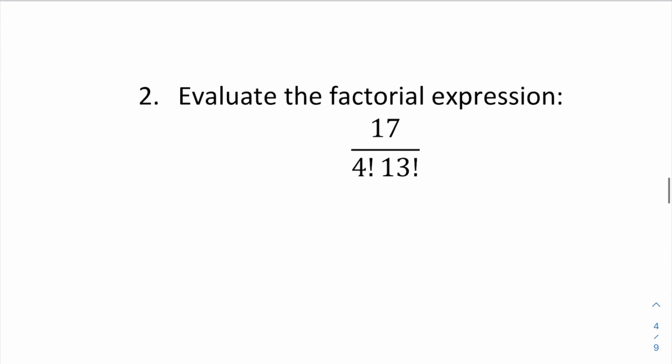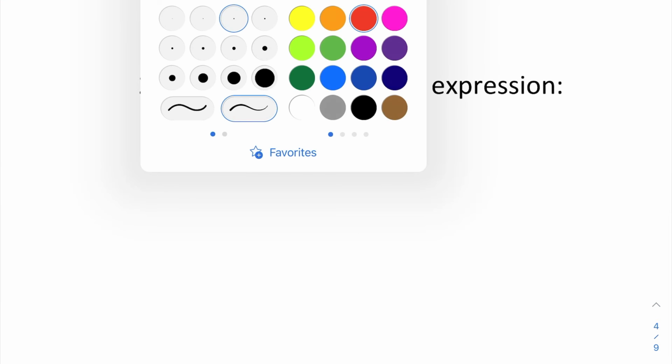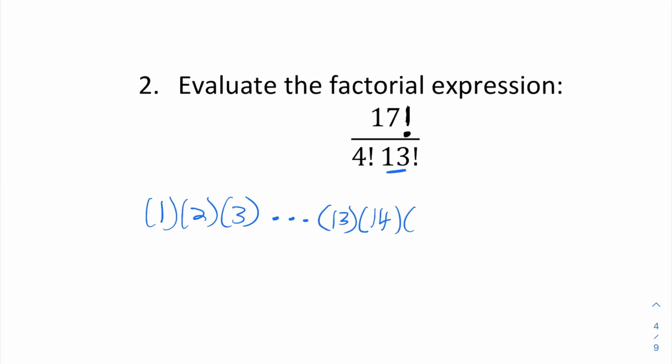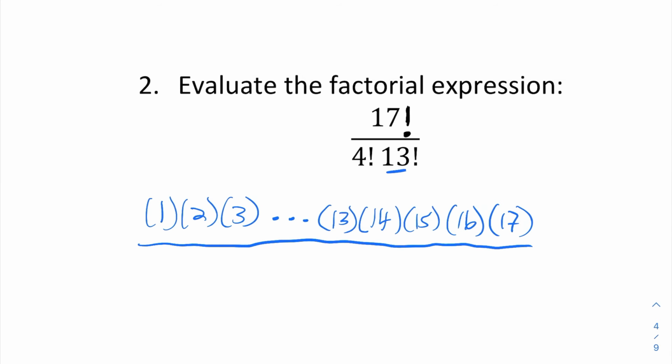Here's a second example. Evaluate the factorial expression. Oh, and there's a typo here. This should be 17 factorial over 4 factorial times 13 factorial. So let's expand that and take a look. 17 factorial is 1 times 2 times 3, and I put ellipses to show all the ones in the middle. And we are going to pick it back up with 13 times 14 times 15 times 16 times 17. So that on top represents 17 factorial.